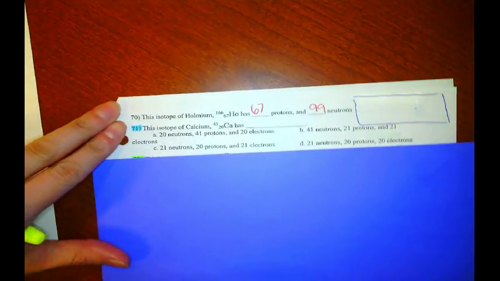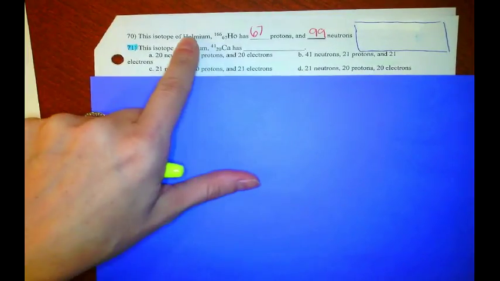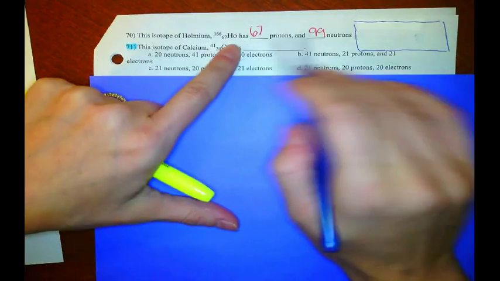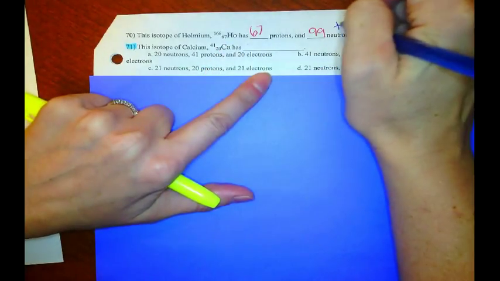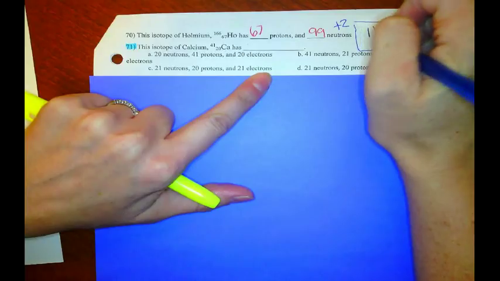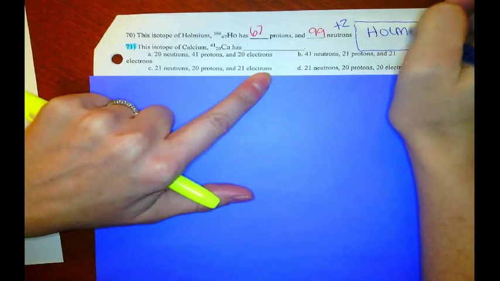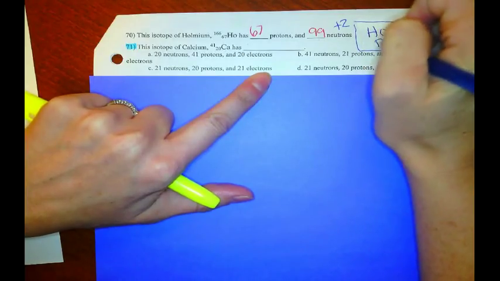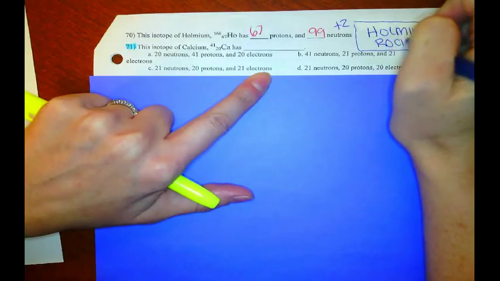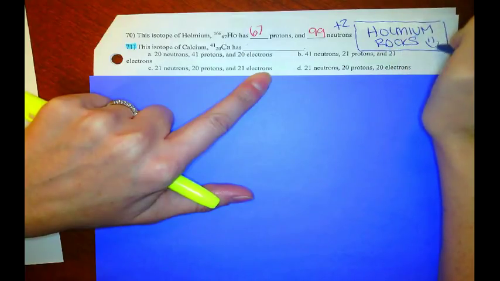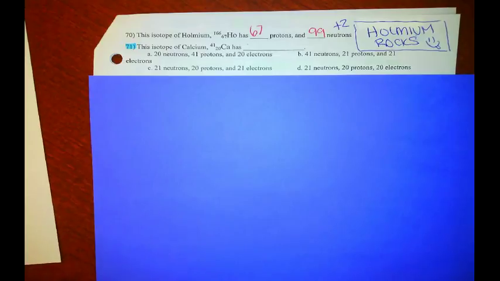Glorious. For this one, holmium's my favorite element, because, you know, missile, whatever. So if you are still watching, you get 2 more points extra credit if you write holmium rocks. If you don't think holmium rocks, write it anyways. Holmium rocks. Alright, there we go. 2 more points extra credit there.